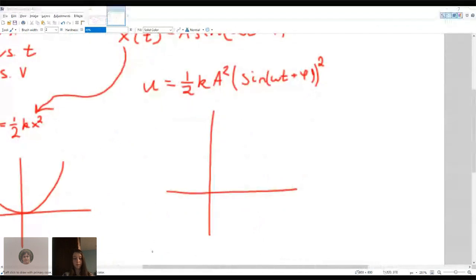So I'm going to refresh myself on what this graph looks like because I don't want to get it wrong and embarrass myself. That's a good idea.